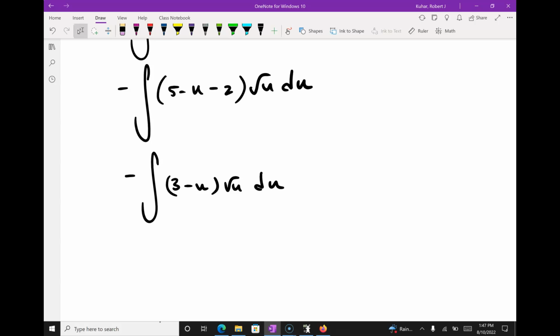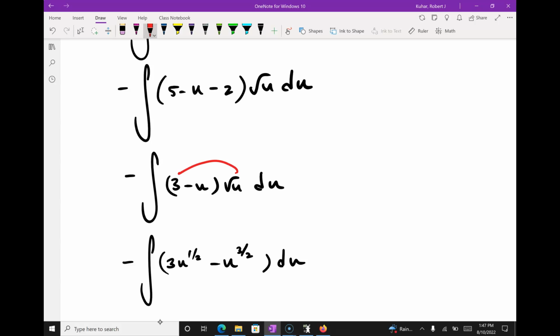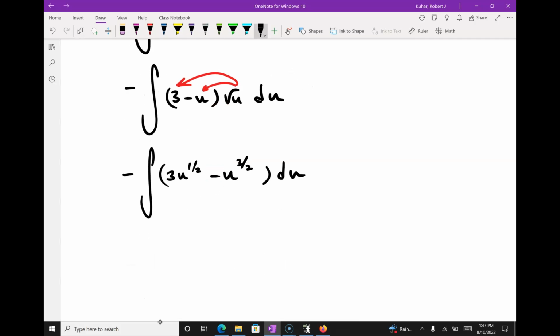And believe it or not, we're back to level 2, right? This is the opposite of 3u to the 1/2 minus u to the 3/2 du. We agree with that? Good. So I'm just doing power rules now, right?